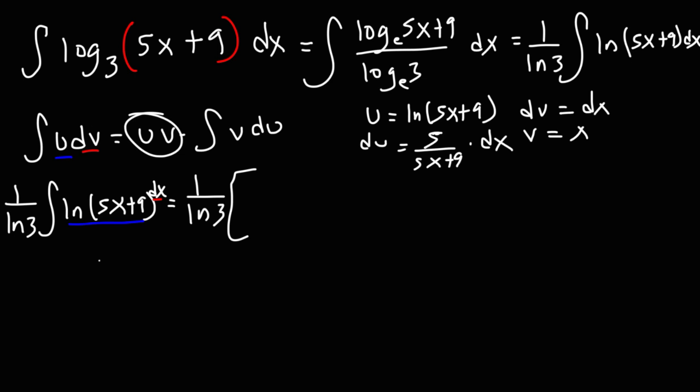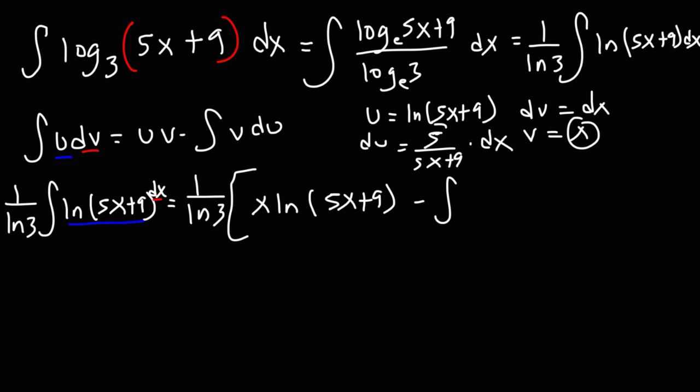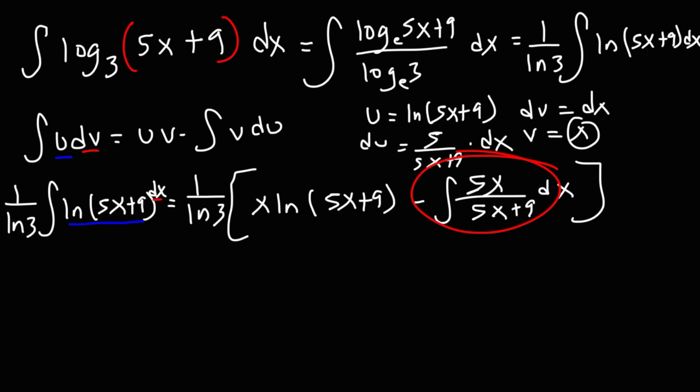So now we have u times v, so that's those two. That's going to be x ln 5x plus 9 minus the integral of v du. So x times that fraction, that's going to be 5x over 5x plus 9 dx. So now let's focus on that integral. So the integral of 5x over 5x plus 9.